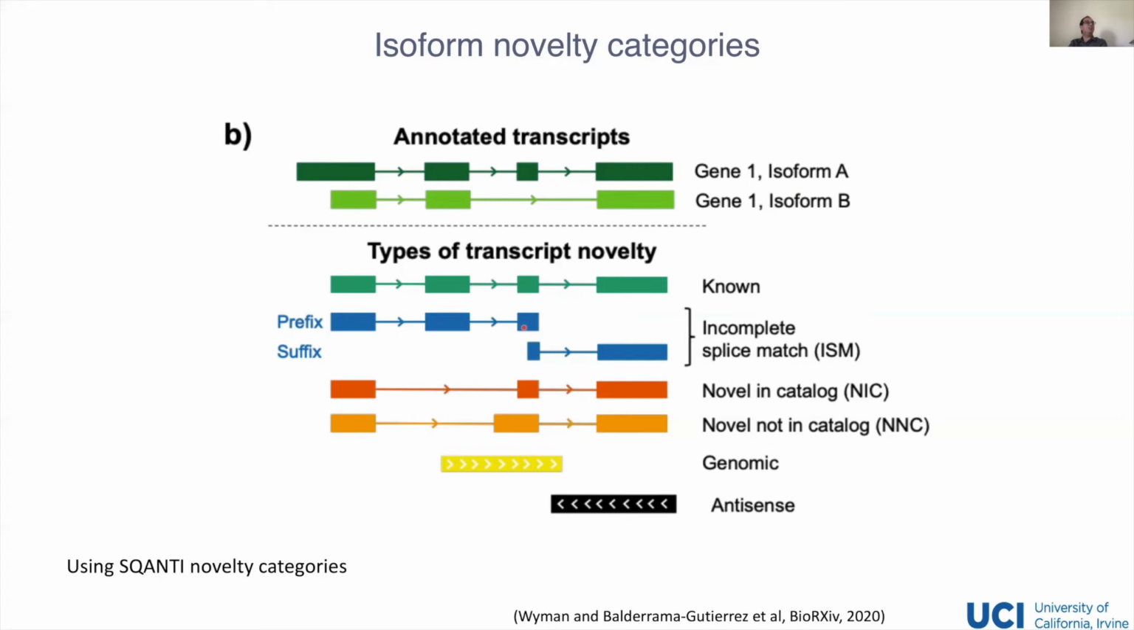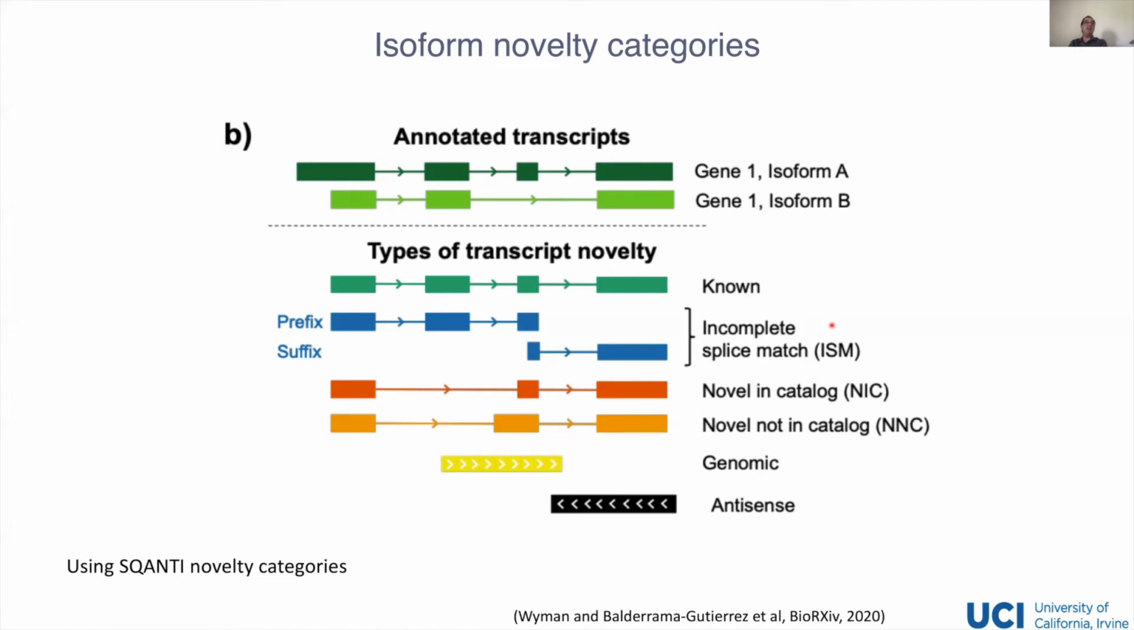For example, the intron chain here for this first read matches completely the intron chain for gene 1 isoform A, but this particular read only matches the first two introns, whereas this last one only matches the last one. We categorize these sorts of matches as incomplete splice match. And in our case, we just set these aside.